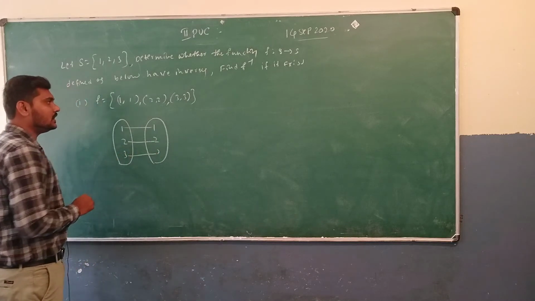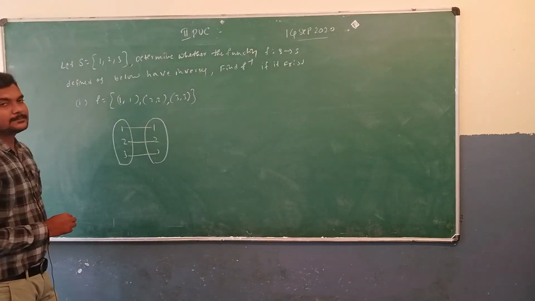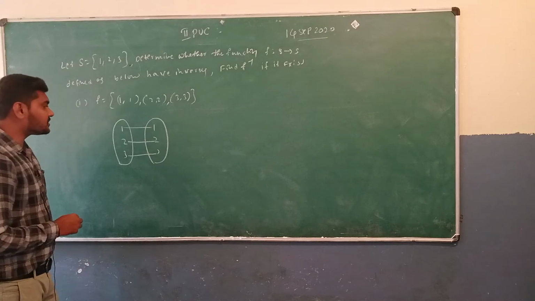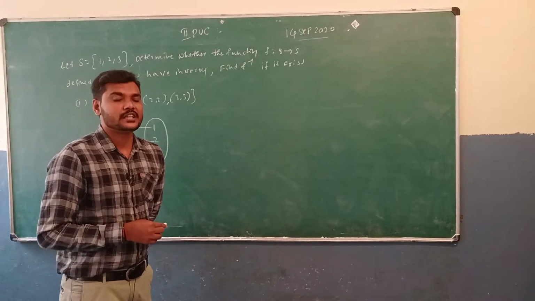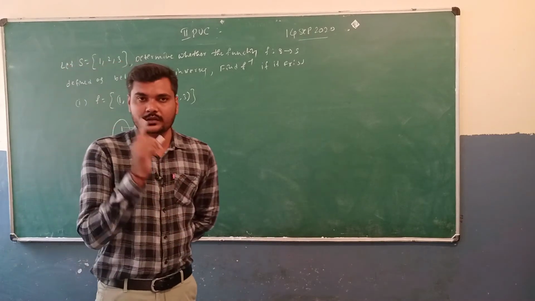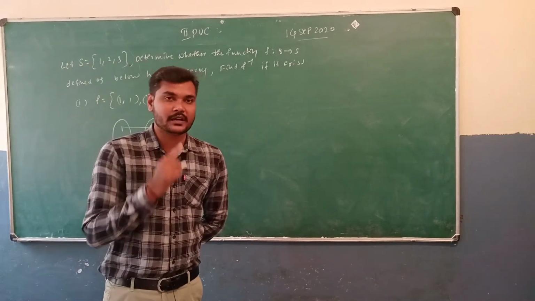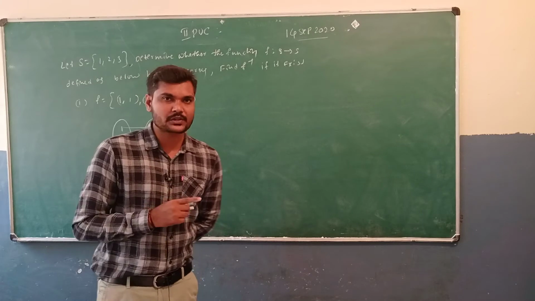That's the 3 ordered pairs in the function f. So what is the definition of a one-one function? That every element in a domain must contain only one image in a codomain. So then it is going to be a one-one function.